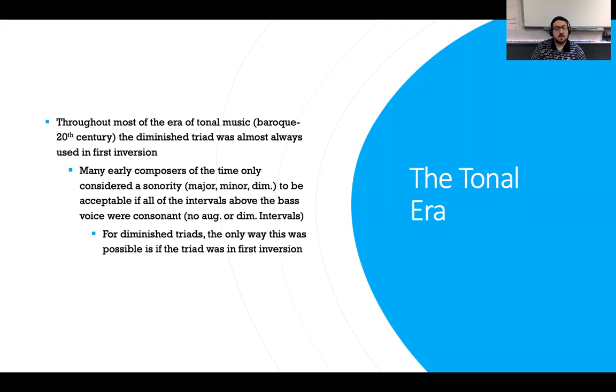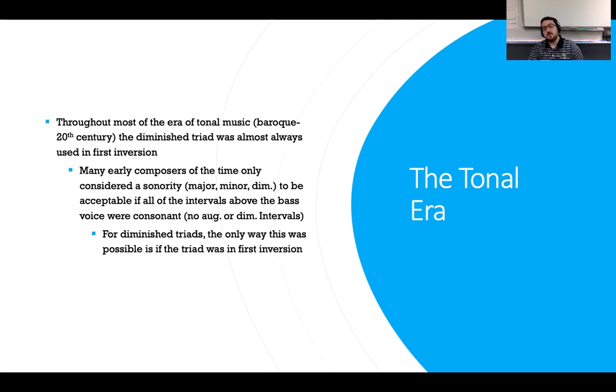For diminished triads, this was only able to be used if you did first inversion, because if you think about it, a root position diminished triad has a diminished fifth between the root and the fifth, which is why we call it a diminished triad. If we think about a second inversion diminished triad, the interval between the bass note, the lowest note, which is the fifth of the chord, and the note immediately above it, which would be the root, is actually an augmented fourth. So we can't use that.